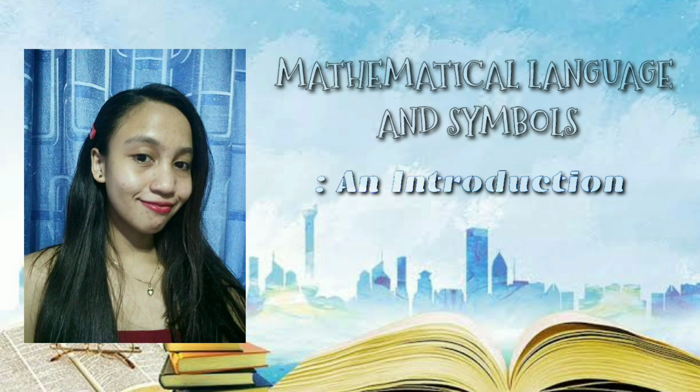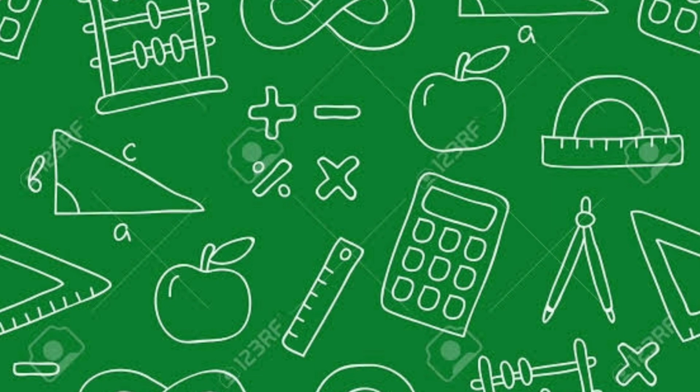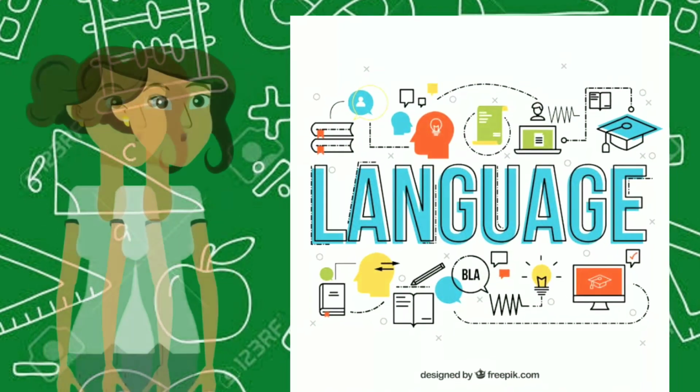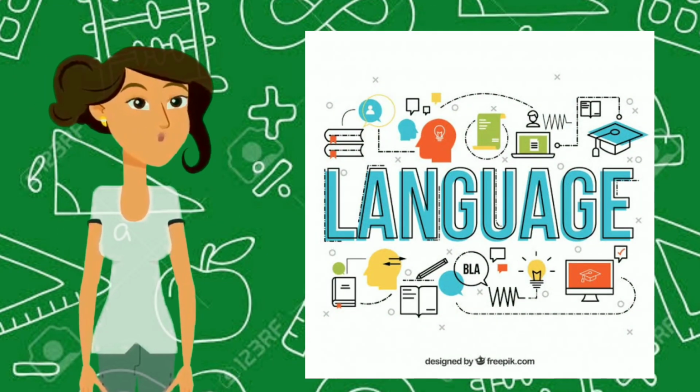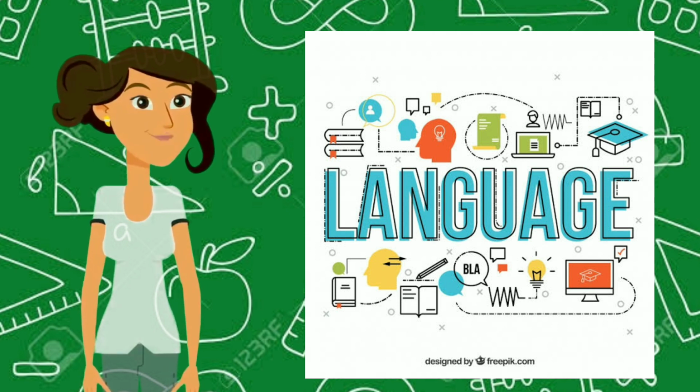Today, we'll talk about the mathematical language and symbols. Let's now begin. What is language? Language is a system of conventional spoken, manual, or written symbols by means of which human beings, as members of a social group and participants in its culture, express themselves.